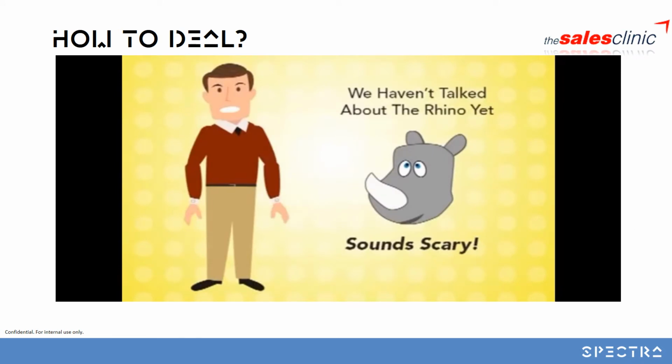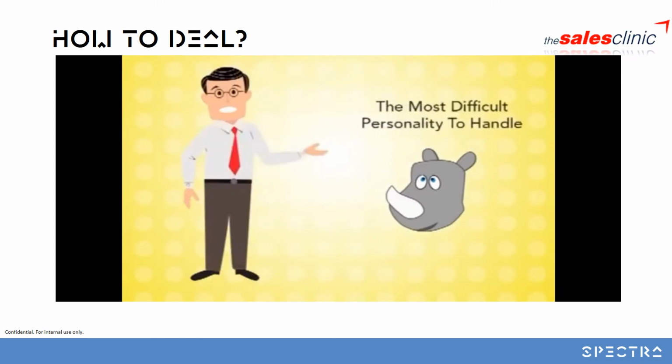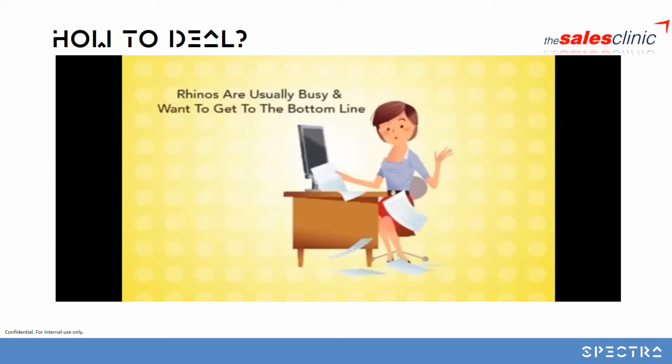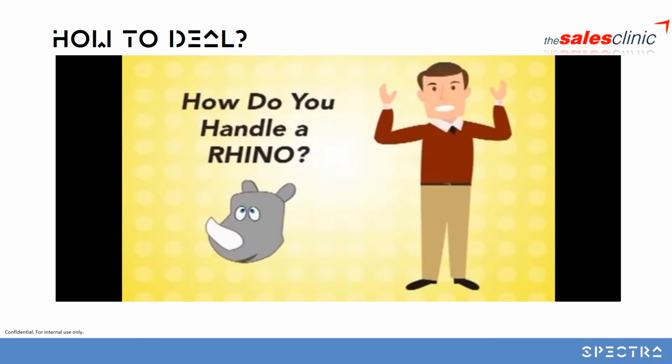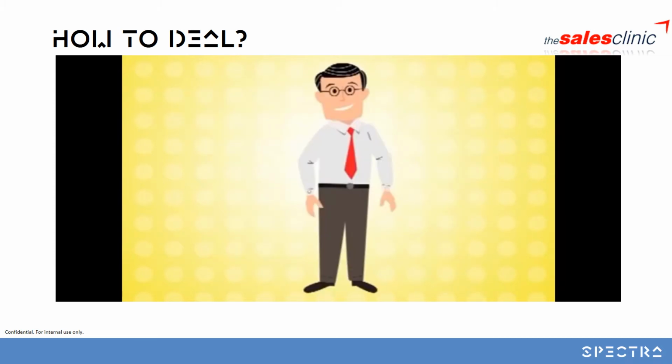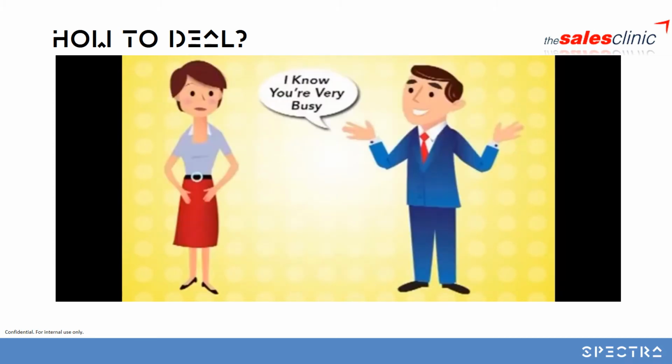We haven't talked about the rhino yet. Sounds scary. Actually, the rhino is the most difficult personality to handle. He's usually busy, and wants to get to the bottom line or price as soon as possible. He doesn't have patience to listen to your sales presentation and will want to take control of the conversation. So, boss, how do you handle a rhino? Handle a rhino by being a rhino. Let him know that your time is valuable too. Get to the point quickly and convince him that the benefits of your product or service are worth taking the time to review.